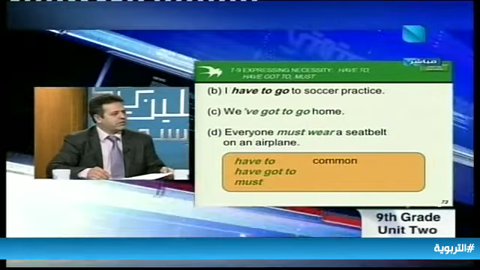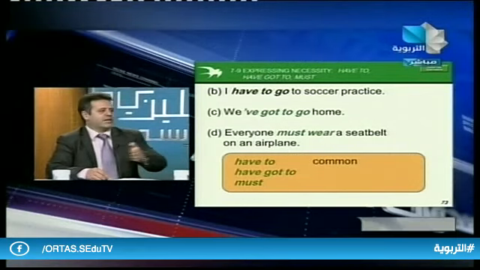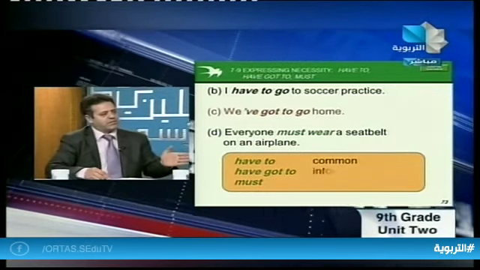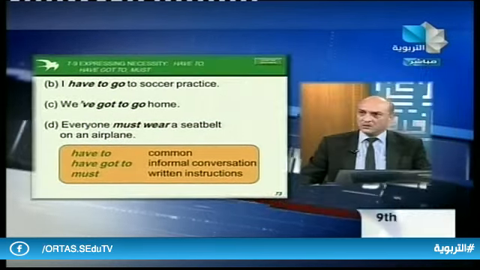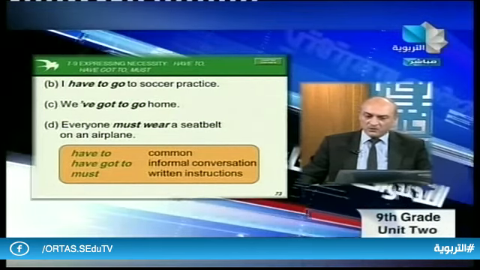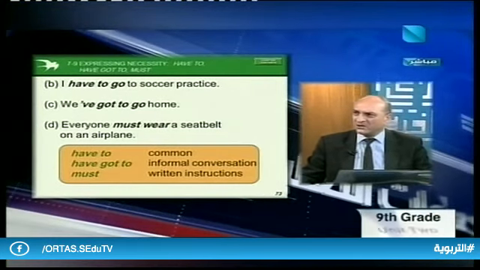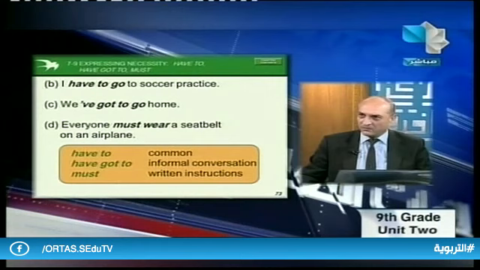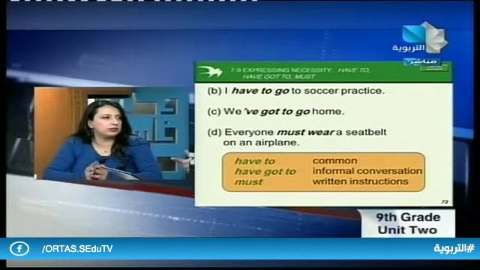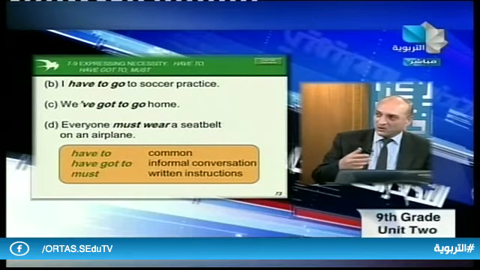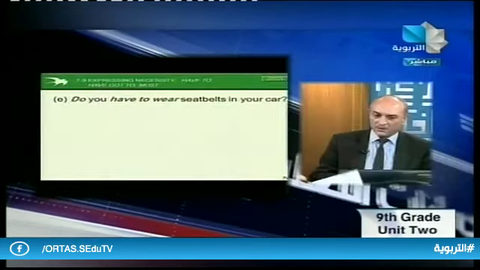As a student, you want to know the difference between have to and must. Sometimes we say that must is an obligation from you, the speaker. The most common one is have to. Have got to is informal, used in spoken conversation. Must is usually used with written instructions, not in spoken language, like warnings or instructions on the wall. You must not open this door, for example.